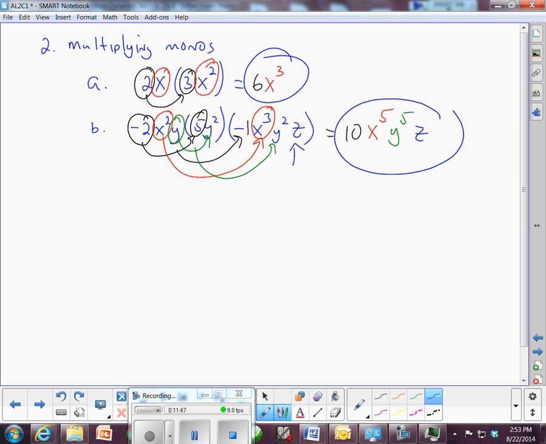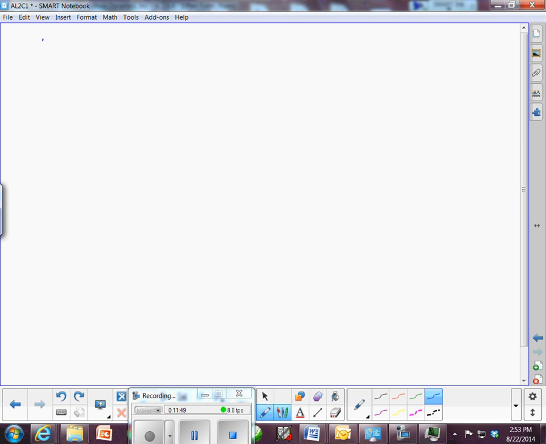All right, number 3. Let's get to multiplying polynomials. Multiplying, I'm going to abbreviate, polys. Multiplying polynomials. All right, as we said at the introduction to this lesson, remember, multiplying polynomials is all about distributing. And you've got a couple situations. The first situation is when you're multiplying a monomial times a poly.